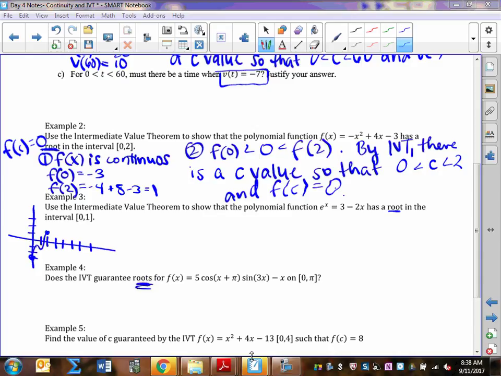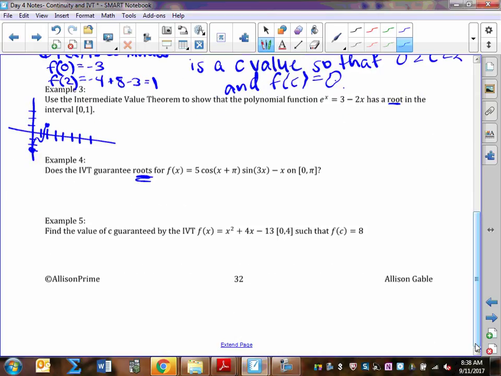So again, with example 3 here, it's asking about a root, so we would have to investigate those endpoints, see if those y values go from negative to positive, positive to negative. Same with example 4, does it guarantee roots? Again, check to see, does it change from negative to positive, positive to negative?